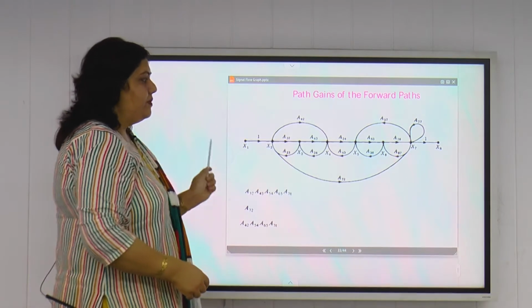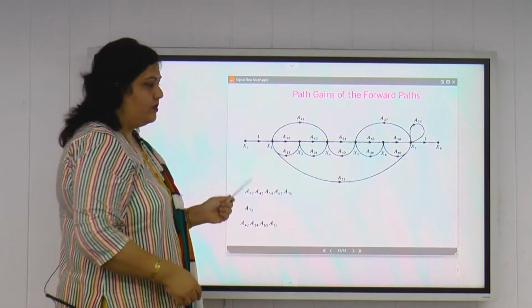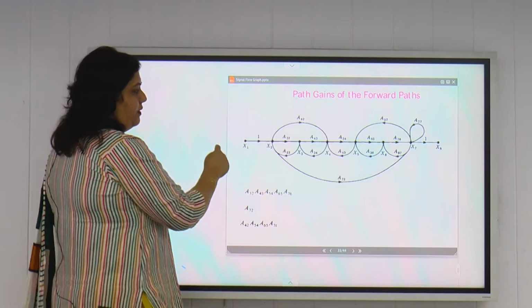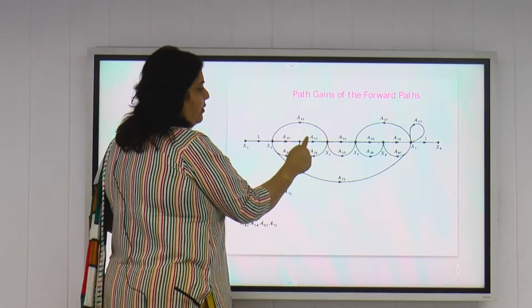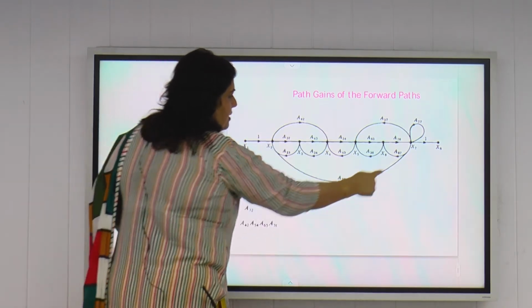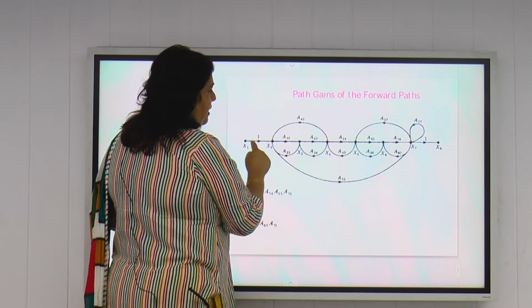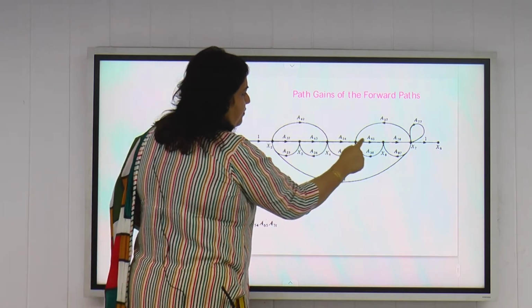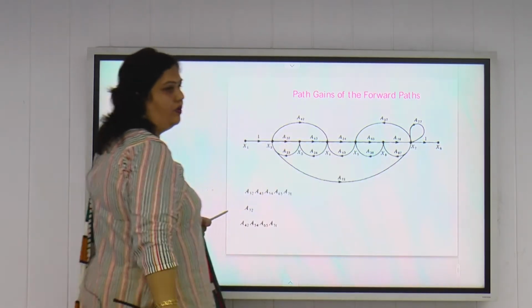These are the path gains. We have identified 3 forward paths, so these are the gains of the forward paths. The first forward path is this: we have gains A32, A43, A54, A65, A76. The second forward path is this: we have A72 here. And the third forward path is this: A42, A54, A65, A76 and out to the output.